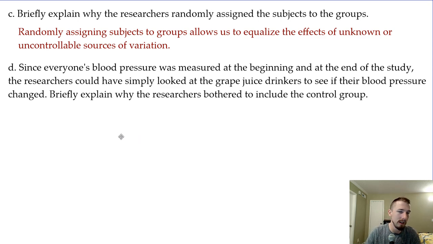All right, since everyone's blood pressure was measured at the beginning and the end of the study, researchers could have simply looked at the grape juice drinkers to see if the blood pressure changed. So again, you could have differences between just seasons and stuff like that.